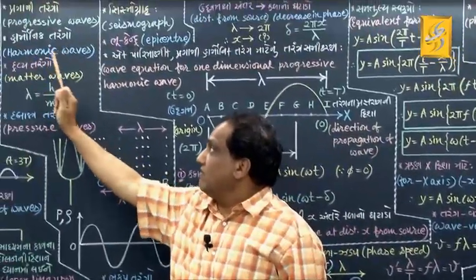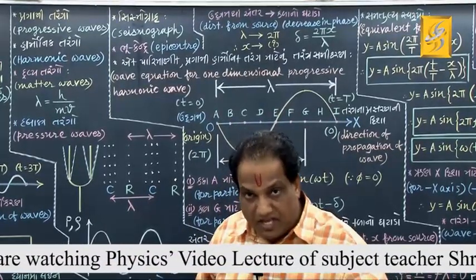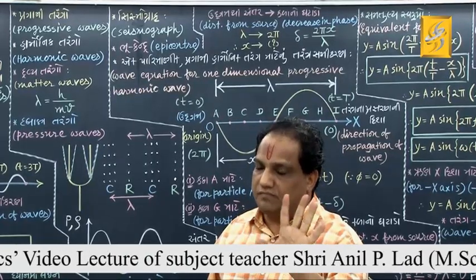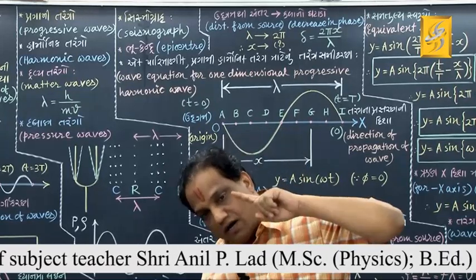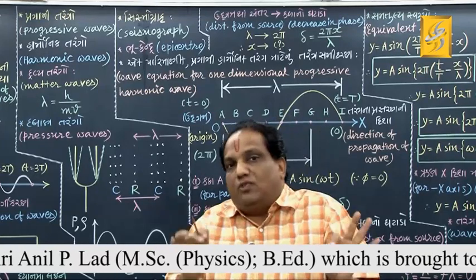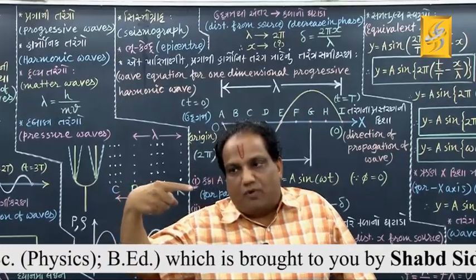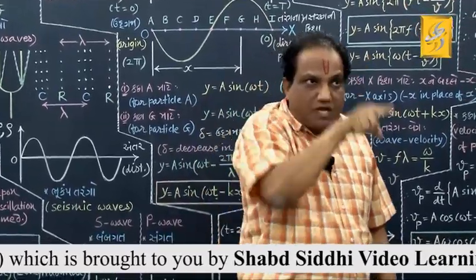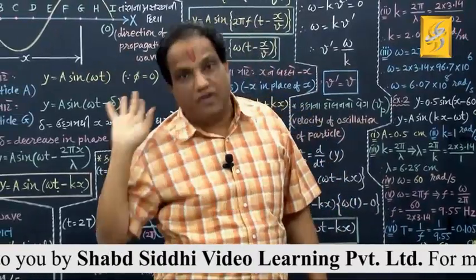Then we go for harmonic waves. During the propagation of a wave in a medium, if particles of that medium are performing simple harmonic motion about their respective equilibrium positions, then those waves are called harmonic waves. I repeat, waves during the propagation of which the particles of the medium perform simple harmonic motion about their respective equilibrium positions are called harmonic waves.